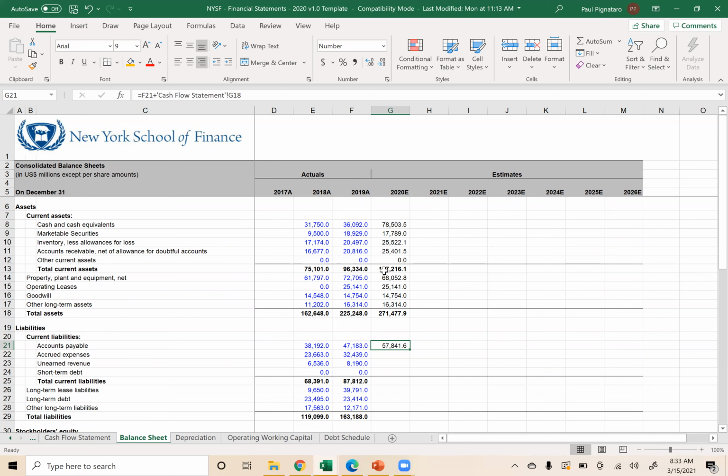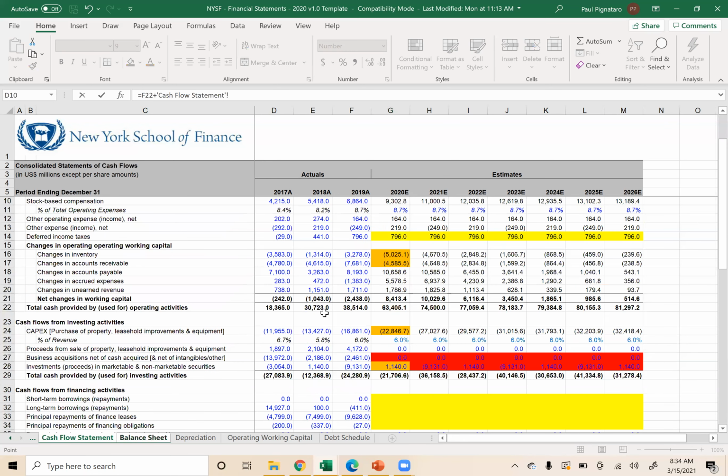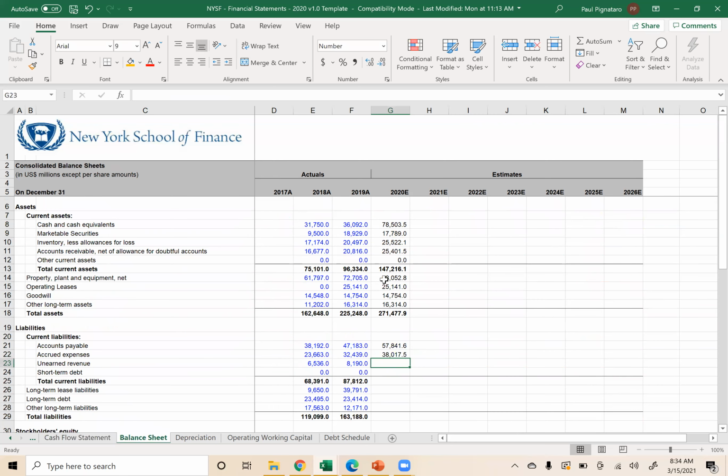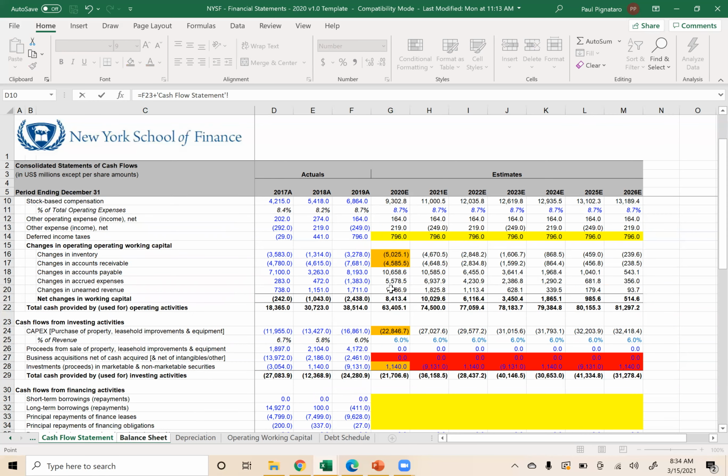This is a direct relationship, not indirect, not minus, not cash up, asset down. This is cash up, liability up. So for every liability, the formula is going to be plus. It's going to be equal to the year before plus the cash statement line item. Let's try for accrued expenses. Equals the line item from the year before plus cash flow statement accrued expenses. Unearned revenue, same idea. Equals the year before plus unearned revenue.